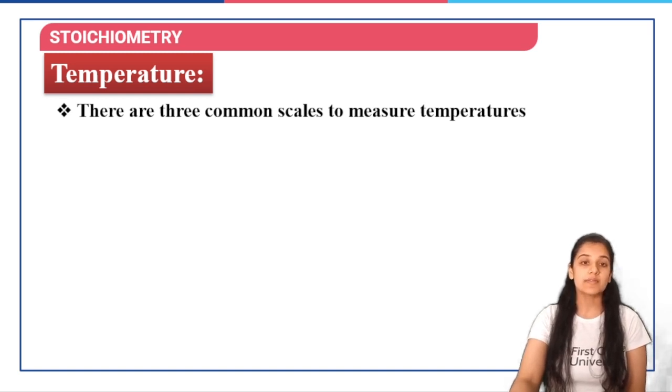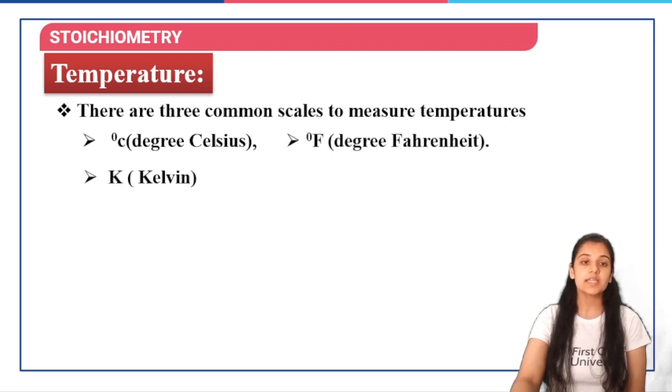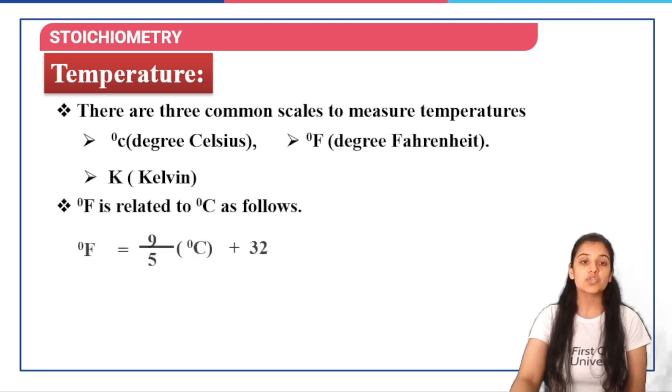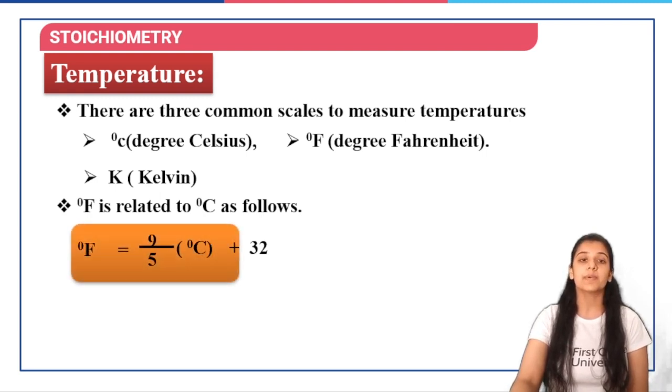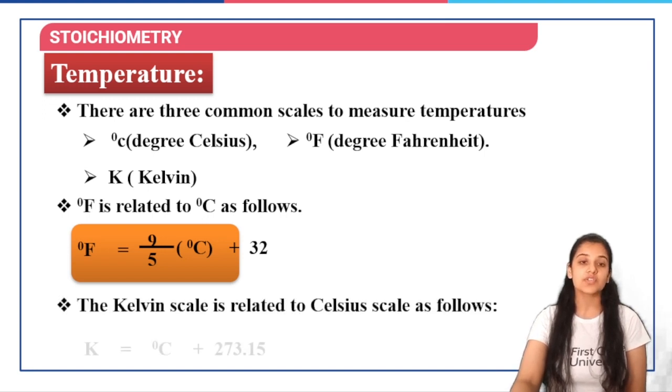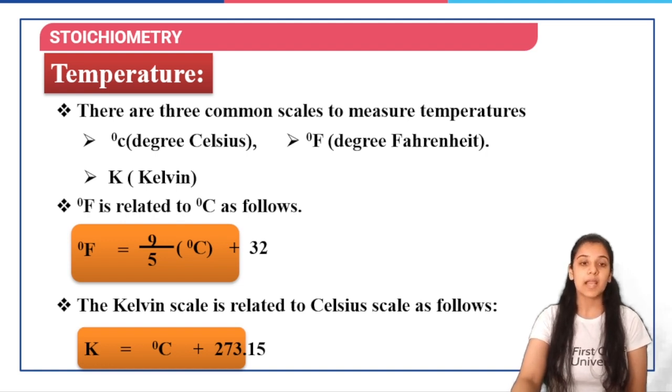There are three common scales that are used to measure temperature: Celsius, Fahrenheit, and Kelvin. So Fahrenheit is going to be related to Celsius as follows. Always do remember this formula. These formulae are very, very important. So degree Fahrenheit is equal to 9 by 5 into degree centigrade plus 32. The Kelvin scale is related to Celsius scale as Kelvin is equal to degrees centigrade plus 273.15. This is something that we commonly know. All you need to remember is the relation between Fahrenheit and degree centigrade.